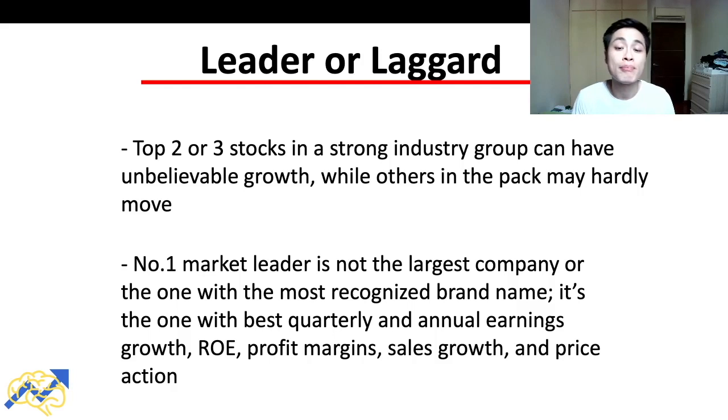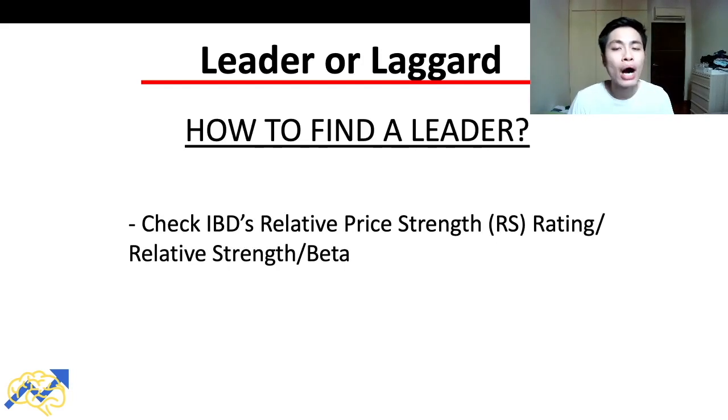It's the companies with the best quarterly and annual earnings growth, ROE, profit margins, sales growth, and price action. So basically, all of the criteria that is mentioned in the CANSLIM method. So how do we find these leaders? The first way is to check IBD's, or Investor's Business Daily, Relative Price Strength Rating. The second is to check the relative strength of a company. And the third is the beta of a company.